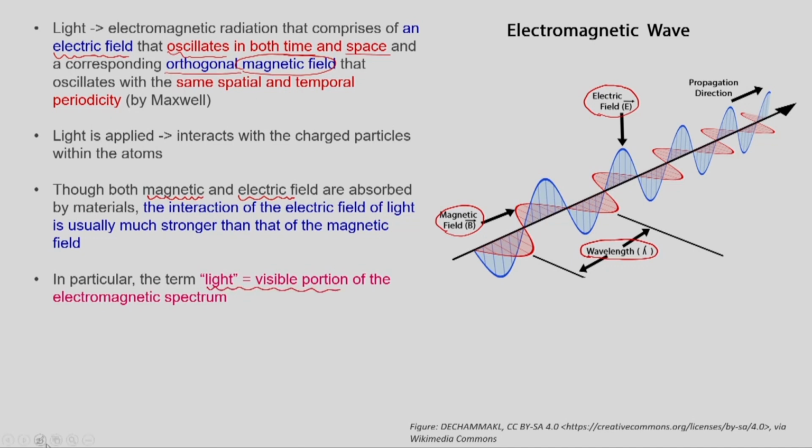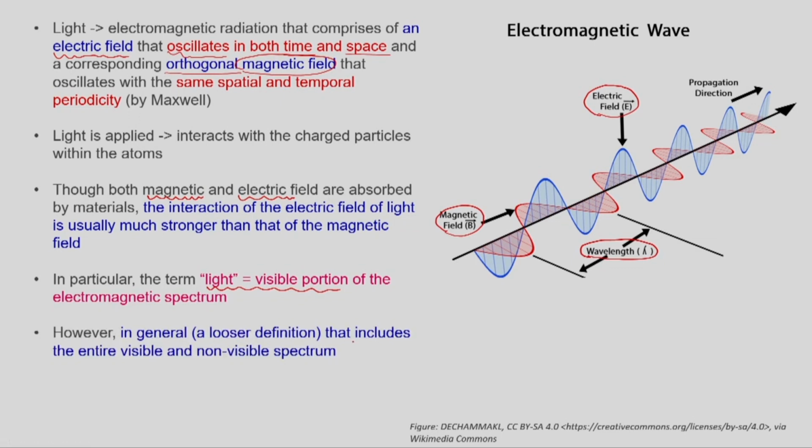However, in general, the light is considered to be both the visible spectrum as well as the non-visible spectrum. But to be precise, the light is to be defined as the visible portion of the electromagnetic spectrum only.